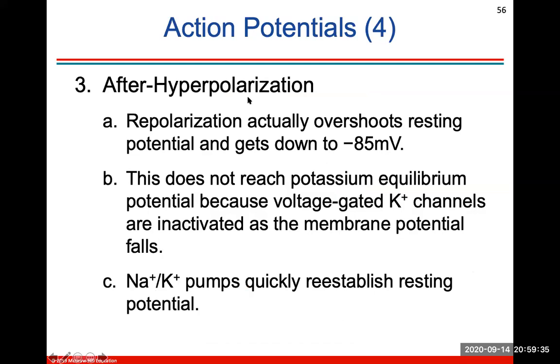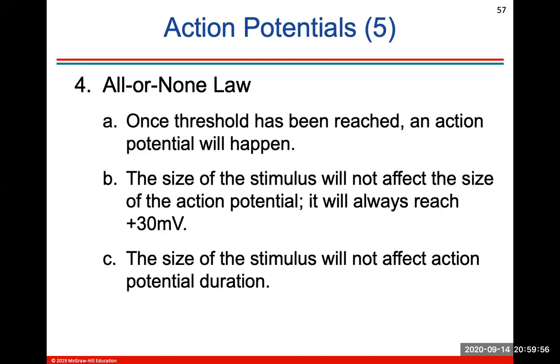After hyperpolarization, repolarization will actually overshoot the resting potential, so we get our axon down to about negative 85. The sodium-potassium pump will quickly reestablish the resting potential, meaning if we're at negative 85, it'll pump sodium or potassium ions in and out of the cell to get the resting potential back up to negative 70.